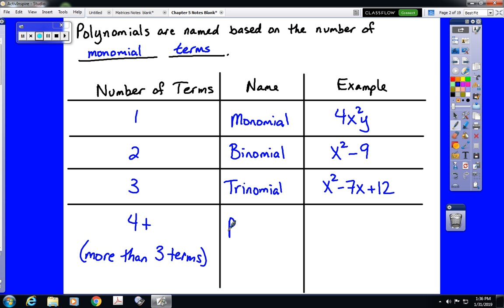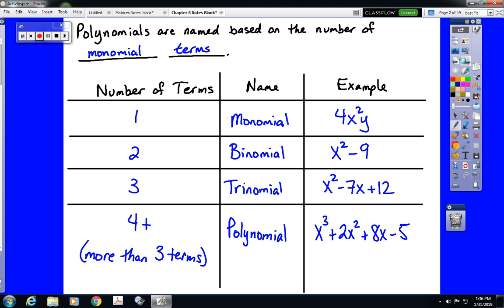Now, if we have more than 3 terms, we don't have a special name for that. So 4 terms, 5 terms, 6 terms, etc. Those are all just known as polynomials. And for instance, we could have something along the lines of that, which has 4 terms. So monomial, binomial, trinomial, polynomial.